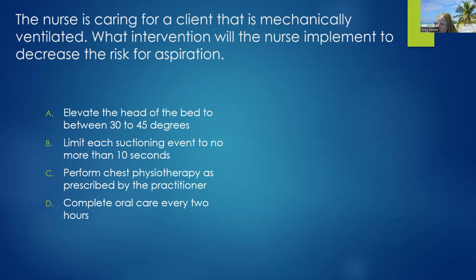For A, we're looking at elevating the head of the bed between 30 to 45 degrees. Well, that's definitely something we want to do. We know that utilizing this intervention is going to decrease the incidence of pneumonia associated, or I'm sorry, the ventilator associated pneumonia. So this is a good idea.